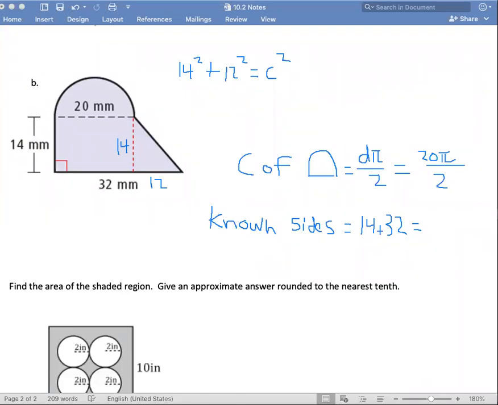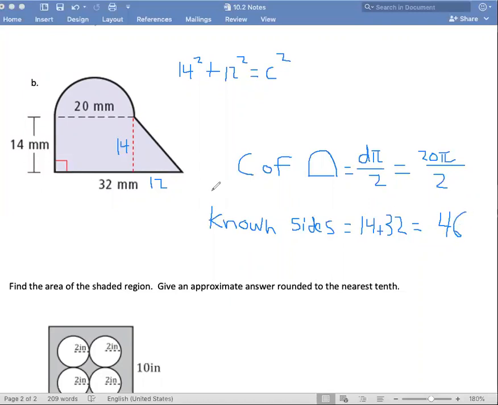So the first thing I asked myself is, do we know any of the exterior sides? Because that's what we're going to need to find the perimeter and then the circumference of this half circle. So of course we do know a couple sides. We know this length right here is 14. We know the entire bottom is 32. So right here I said known sides. 14 plus 32, that is going to give us 46. So right off the bat, we have those two sides.